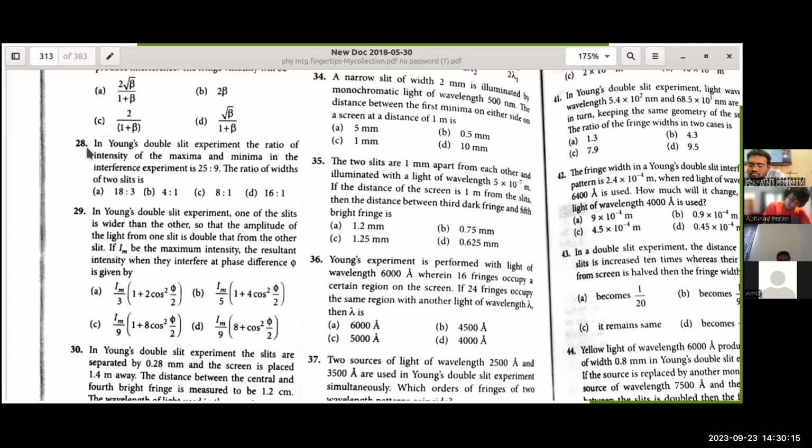I max is the maximum resultant intensity when the intermediate field is 5. I max is maximum, so I max is equal to (root 1 plus root 4, which is 2) the whole square. So I max is actually 9. IM is equal to 9 of I naught. So the individual I naught is IM by 9.